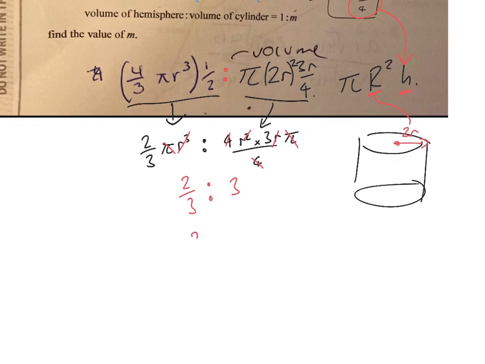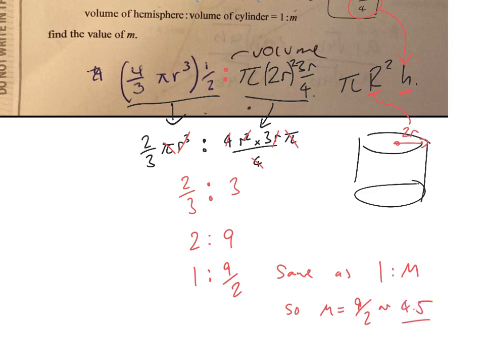So we're going to try and make 1 appear on the left-hand side by timesing both sides by 3 and then dividing by 2. And there we have it. 9 over 2, or 4.5, is the value m has to be. That last stage is a case of cancelling on each side of a ratio, which you're allowed to do. It just so happens that you're cancelling r cubed and pi.